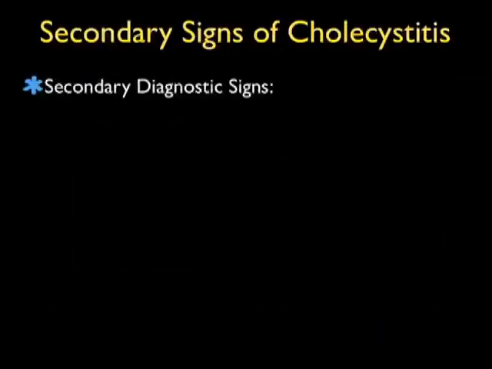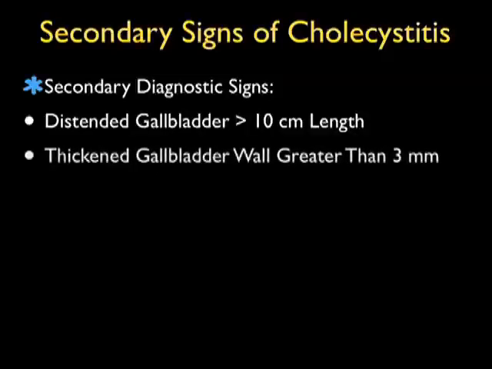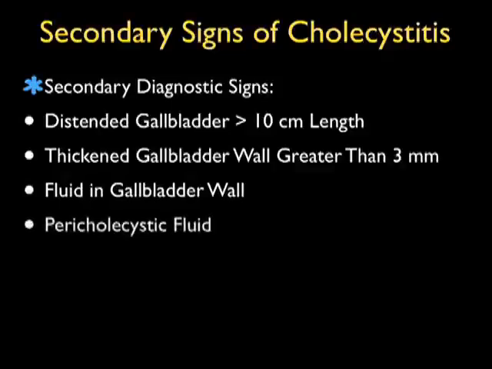Now, there are multiple secondary signs of cholecystitis that we should go through, and these include a distended gallbladder greater than 10 centimeters in length, and a thickened gallbladder wall that's usually defined as greater than 3 millimeters in width. Also, one may be able to see fluid or edema within the gallbladder wall, shown by a stripe of fluid within the wall.